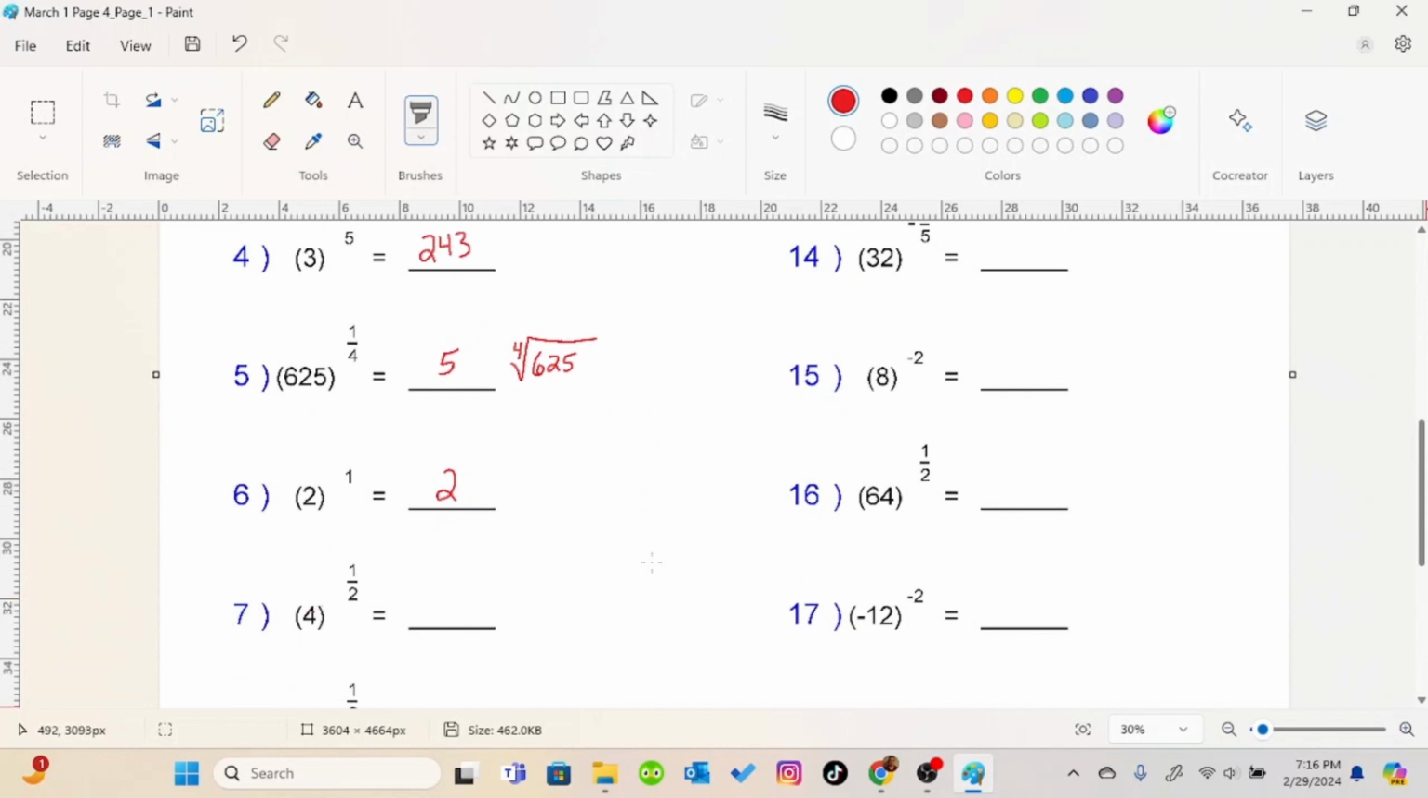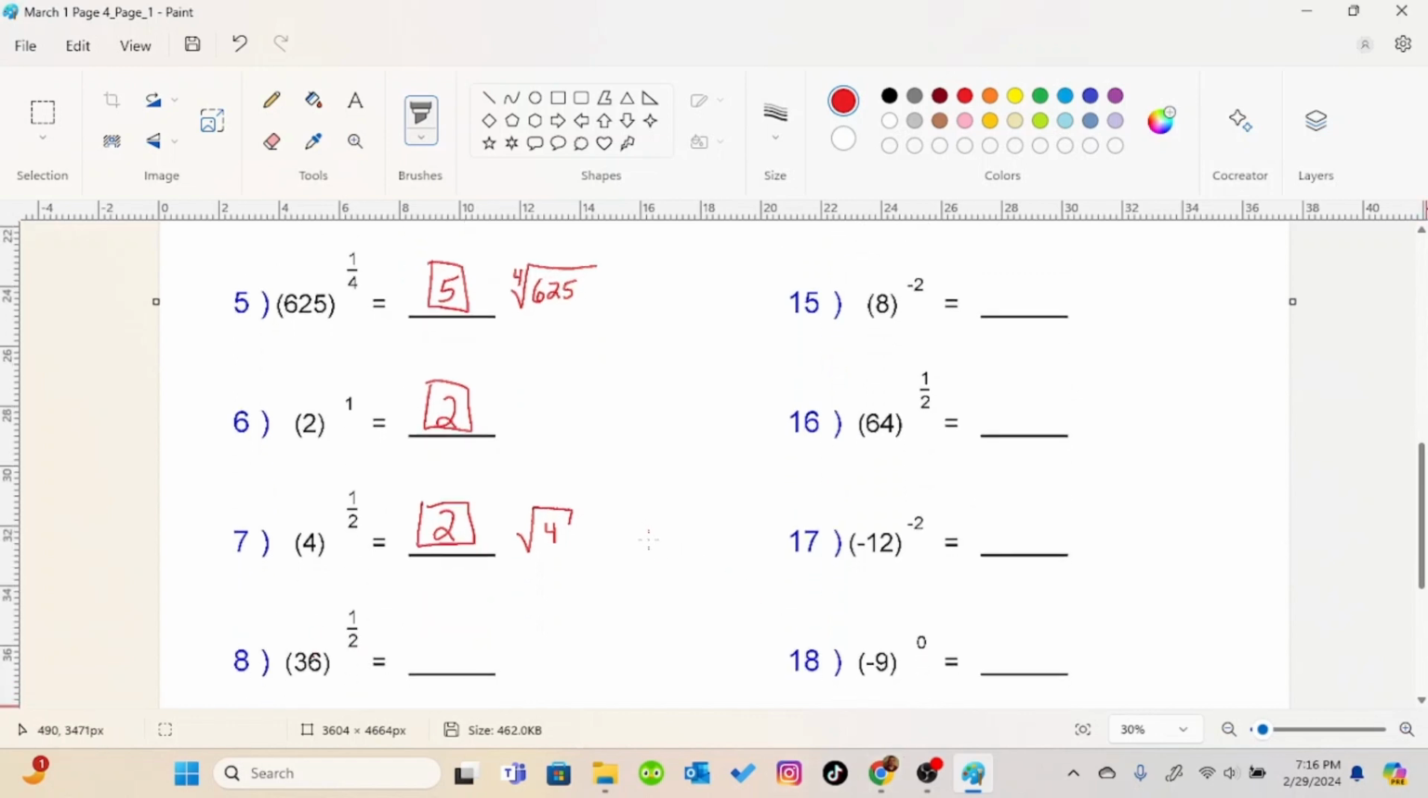Number 7, 4 to the power of 1/2 tells us we want the square root of 4. The number that when multiplied by itself would give us 4. And that's 2. Number 8. 36 to the power of 1/2. The fractional exponent tells us we want the square root of 36. The number that when multiplied by itself gives us 36. And that would be 6.